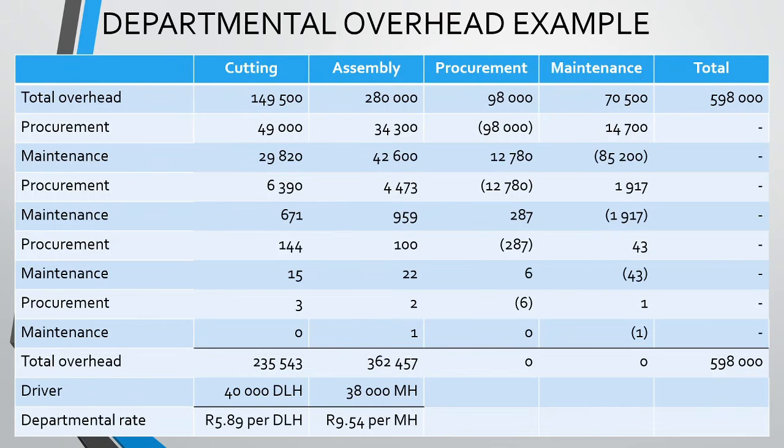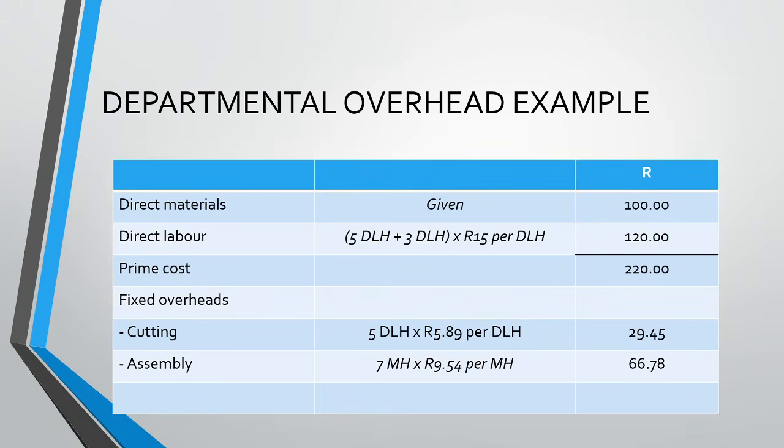The 7 machine hours in the assembly department then need to be multiplied by the assembly department's overhead rate, which we calculated earlier at 9 rand and 54 cents per machine hour. Notice we are matching the 7 machine hours used in the assembly department with the 9 rand and 54 cents per machine hour for the assembly department. This gives us our overhead allocation for assembly of 66 rand and 78 cents per unit.